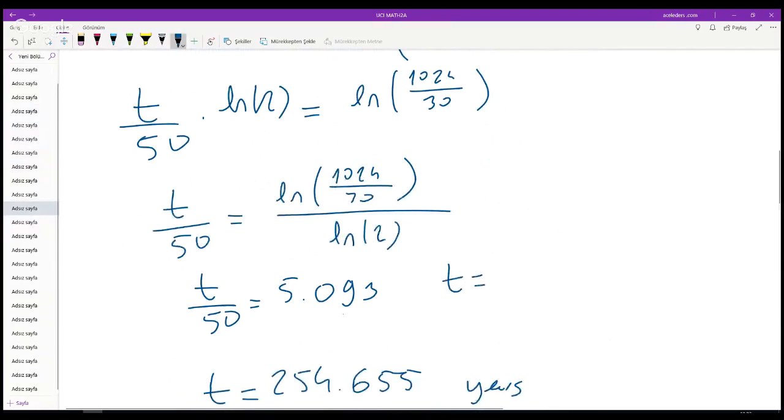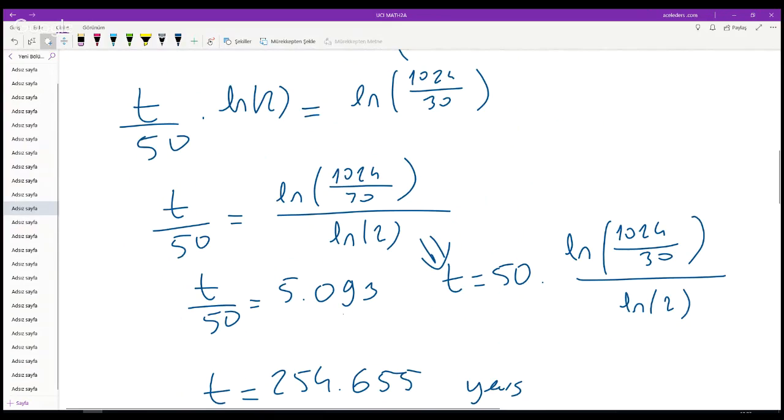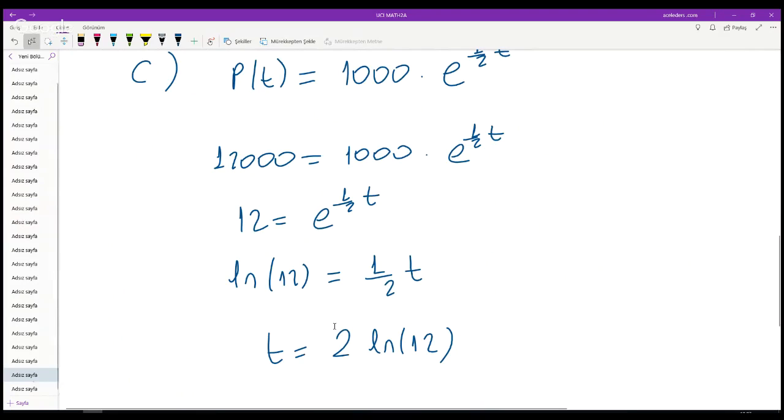So t equals 50 times ln 1024 over 30 over ln 2. You can write that in the exam. And this is a perfectly correct answer, right? So you don't need to calculate the ln's. And you can give the answer like this. Okay, that's my solution for not having a calculator. And this is the solution for our exponential growth question.